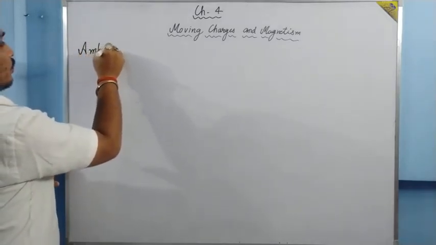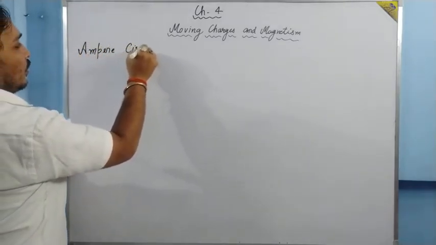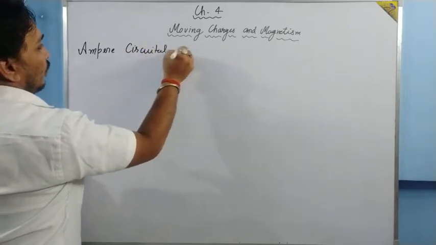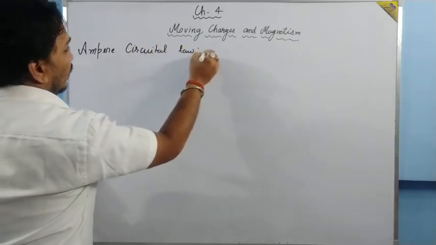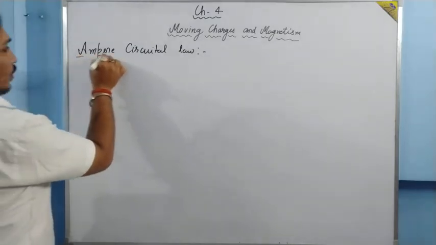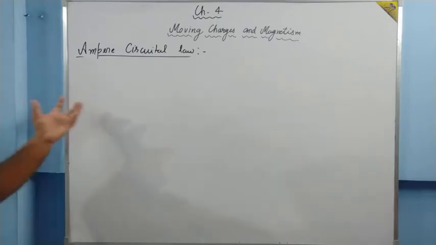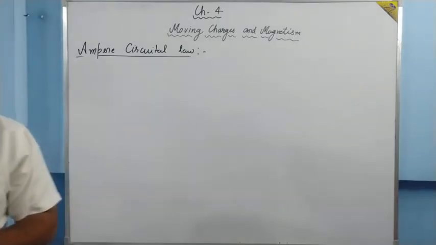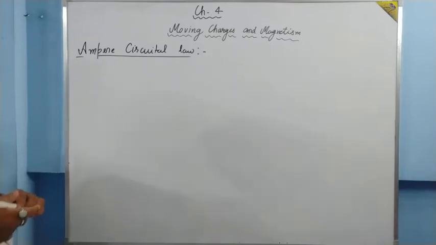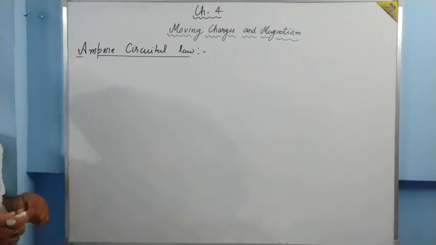Ampere circuital law. In Biot-Savart law, what do we do? We try to find out magnetic field due to a given configuration. Ampere circuital law is also about the same thing. With the help of Ampere circuital law, we find out the magnetic field due to different kinds of current carrying wires, right?